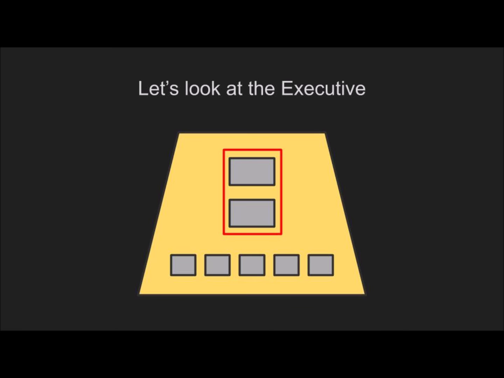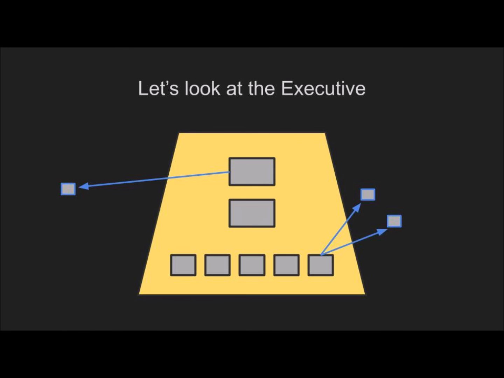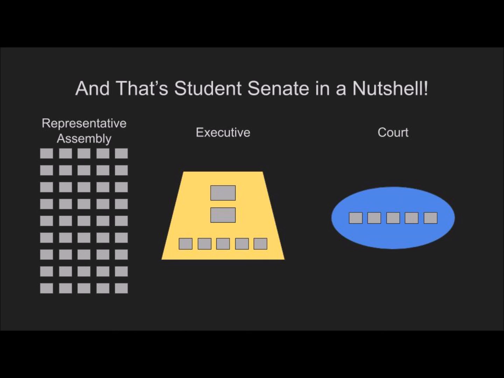Turning back to the executive, the president and vice president are elected by the whole student body. The cabinet is nominated by the president and elected by the Assembly. The executive carries out the instructions of the Assembly, and its officers are allowed to invent and appoint whatever offices they need to in order to carry out their instructions. And that's Student Senate in a nutshell.